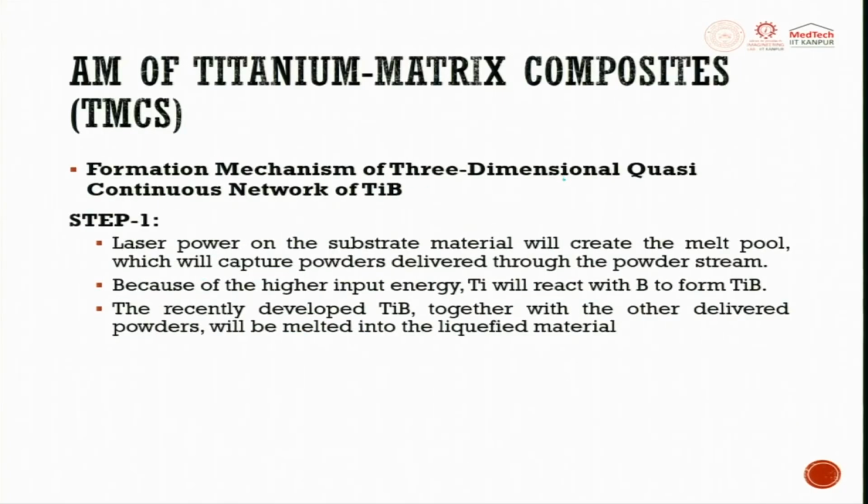So, the formation mechanism of a three-dimensional quasi-continuous network of TiB is discussed here. Step 1 is that the laser power on the substrate material will create the melt pool, which will capture powder delivered through a powder stream. Because of the higher input energy, Ti will react with B to form TiB. The recently developed TiB together with the other delivered powder will be melted into liquefied material. This will be step 1.